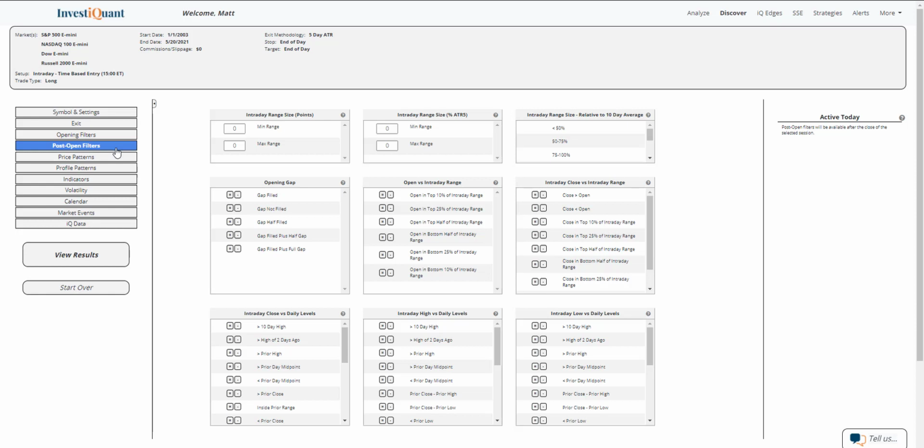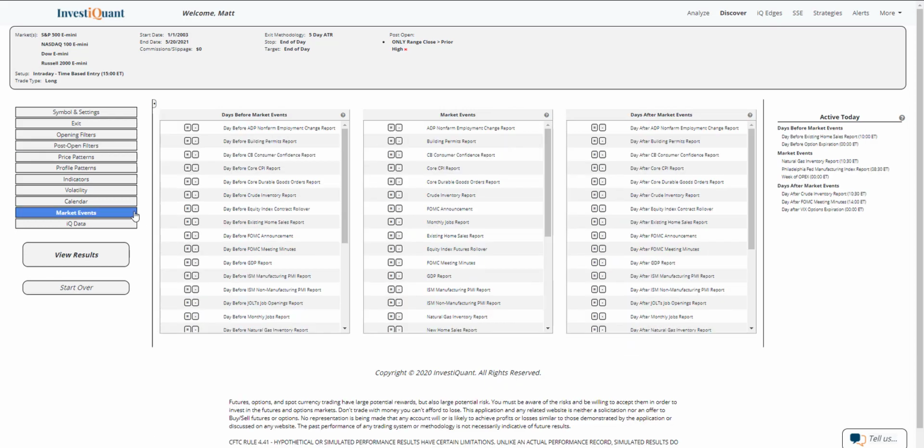Eastern time. Currently, that has taken place everywhere except for the Russell, which is right on the edge of yesterday's high. So I'm going to say that the 3 p.m. price is above yesterday's high by using this filter here in the intraday close versus daily levels category of the post-open filters library. Next, I'm going to go into the market events section. I'm going to say that is the day before options expiration. That is found within this category here, day before market events. I can scroll down or I can just grab it from the active today section. I'm going to click right there to add it to the test.